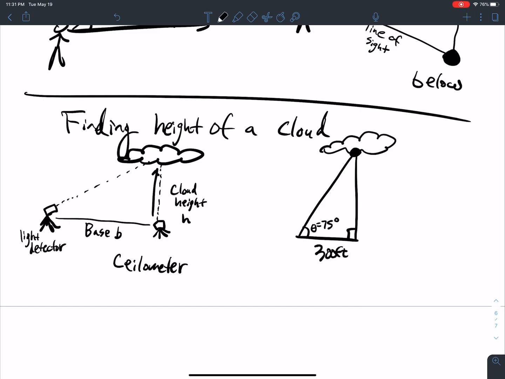If we're looking at a cloud, we're obviously looking up. Angle of elevation means it's above us. Angle of depression is below us. Now, what is the height of the cloud? So what is this height x?